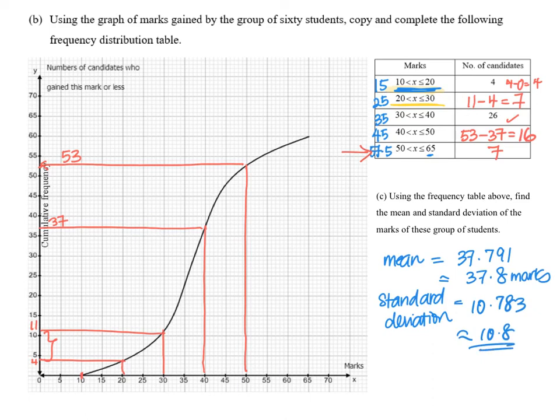Now we have finished this worksheet. Please double check your answers and do your corrections when necessary.